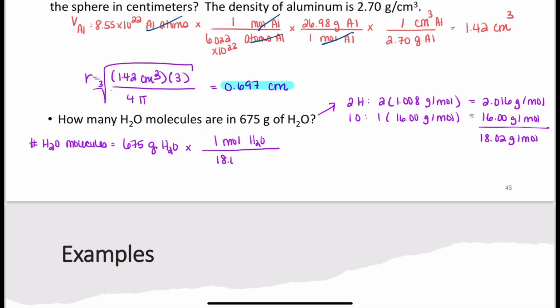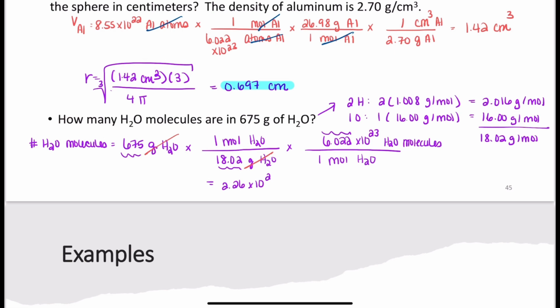So 1 mole of water weighs 18.02 grams of H2O. That has canceled my grams of H2O. Now I'm in moles of water. Now I can go ahead and use Avogadro's number. I know that 1 mole of water contains 6.022 times 10 to the 23rd water molecules. Calculate that out. 3 sig figs, 4 sig figs, 4 sig figs. So I'm going to keep it to 3 sig figs. And I get 2.26 times 10 to the 25th water molecules.